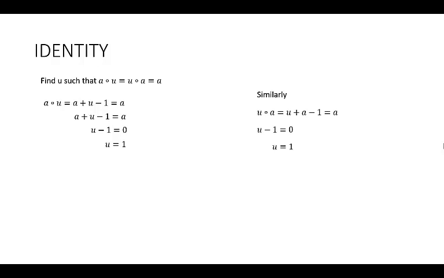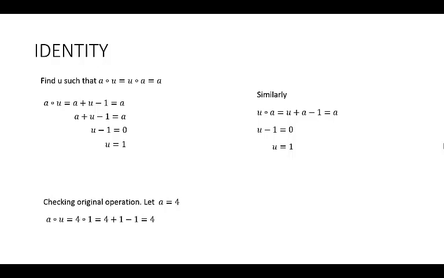Similarly, we could do u * a, and we get the same result. So the identity element is equal to 1. Let's check our original operation. So let's let a equal 4. We could pick any real number we wanted. We could pick a surd, we could pick a fraction or a decimal, but we'll just pick a positive integer to keep it simple. So let a equal 4.